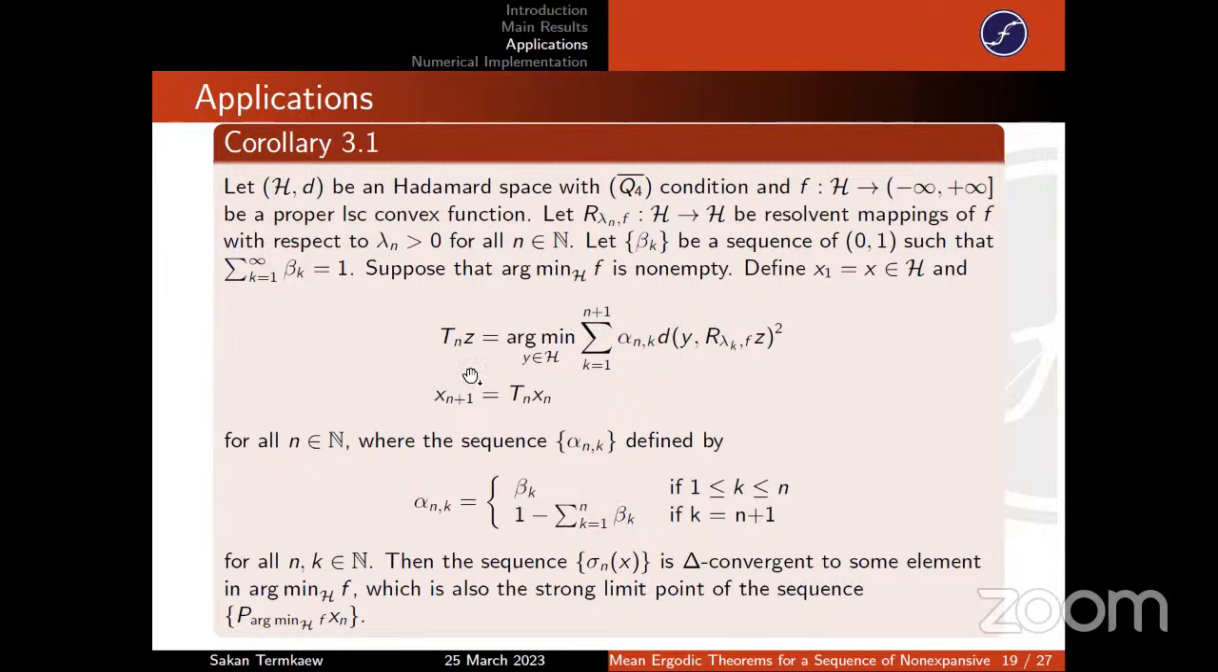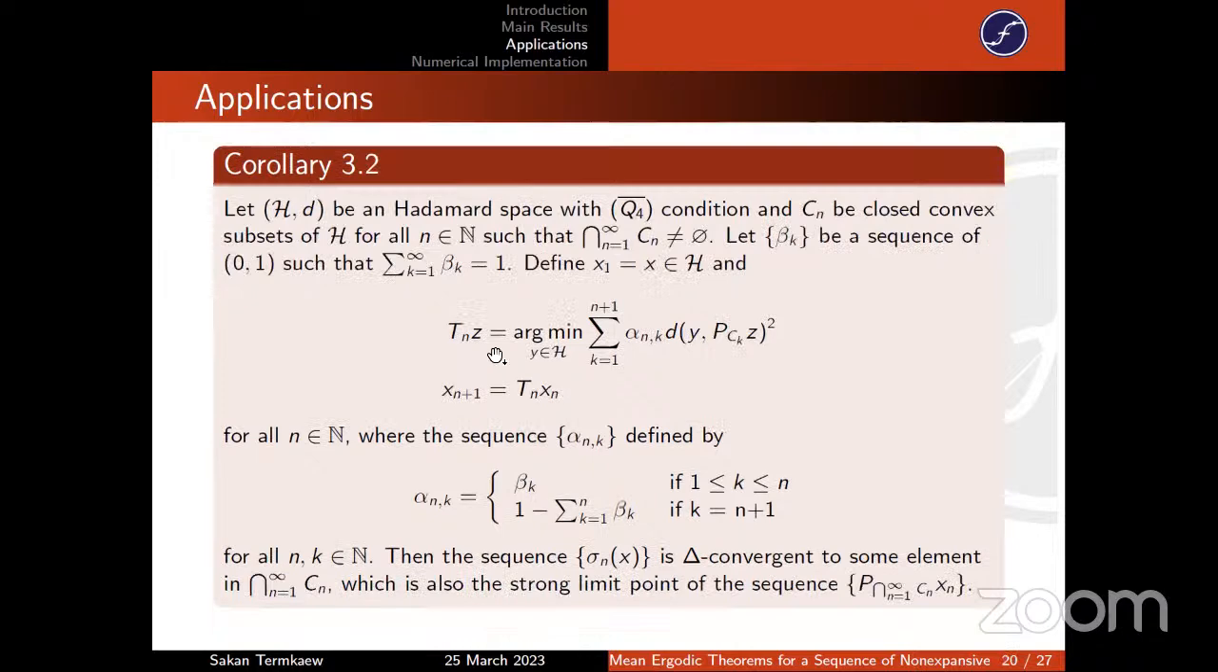Okay, we can get the quality T.1 when we define the sequence like this and replace the mapping by the resolvent of F. Then the sequence sigma n x is delta convergent to some element in argmin F, which is also the strongly limit point of this sequence. So we can use this quality to solve a minimization problem in Hadamard spaces.